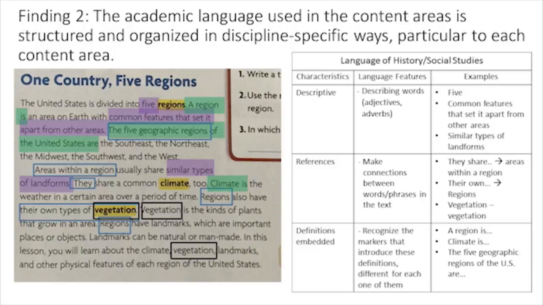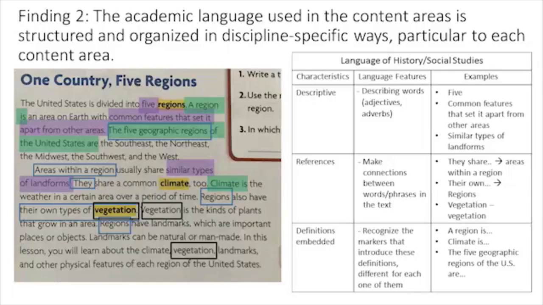And then definitions embedded. The way that the text really teaches, how it is instructional in nature, is through embedding the definitions. So we see a region is, a climate is, the 5 geographic regions are. And so we see the use of a relational process, or the to be verb, to index that definition.